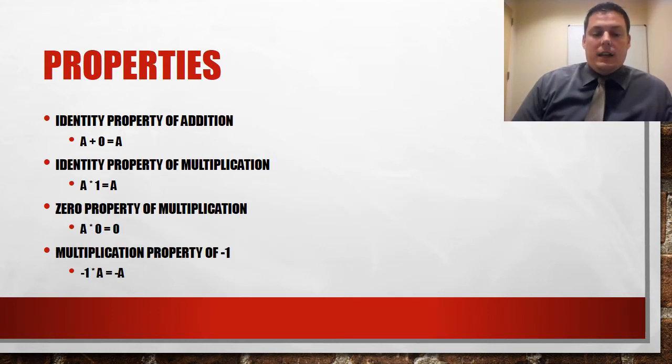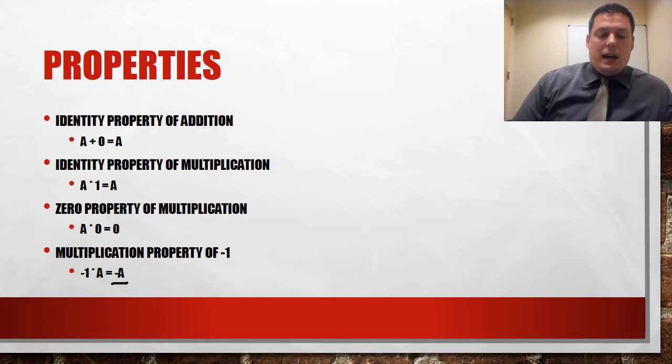We also have the identity properties. The identity property of addition just tells us anything we add by 0, we get that same answer. So here A plus 0 equals A. Multiplication identity says anything we multiply by 1 is itself. So A times 1 is just A. We also have the zero property of multiplication, which tells us anything we multiply by 0, we get 0. And the multiplication property of -1, which states that anything we multiply by -1 becomes the opposite of itself.